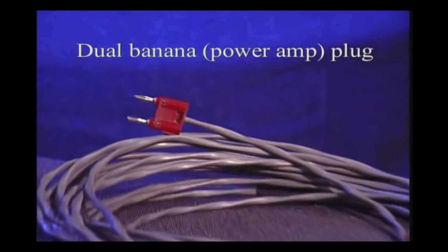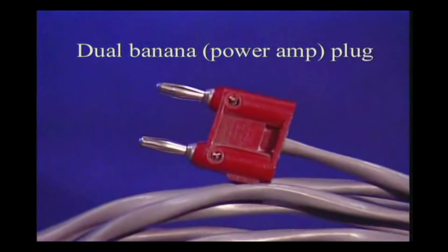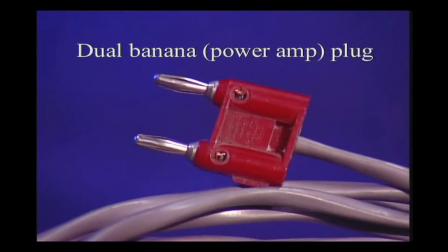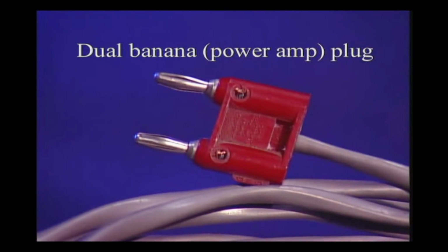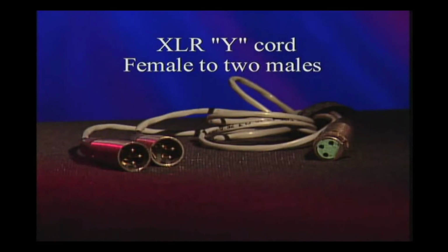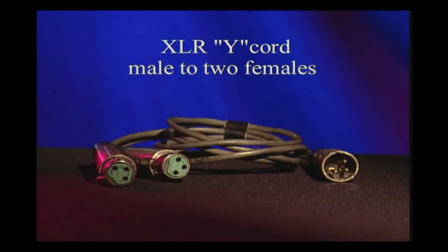This is a dual banana plug used to connect a power amp to whatever configuration is being used for speaker wiring. This is useful if you need to adapt a spare power amp on the spot. Here's a female to 2 male XLR Y cord. This allows 1 cord to feed 2 units when necessary. Here's the opposite, a male to 2 female XLR Y cord. Although you'd prefer to use a transformer isolated splitter or combining box, this type of cable could be used in a pinch to connect 2 mics to 1 input, such as using 2 SM57s to mic 2 toms.